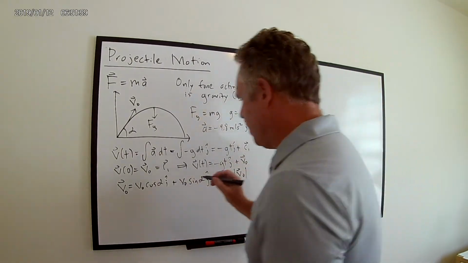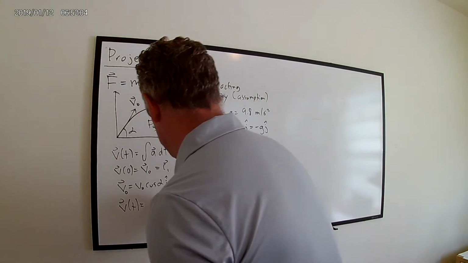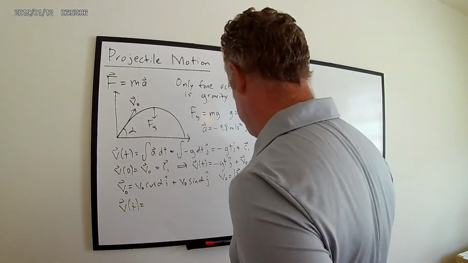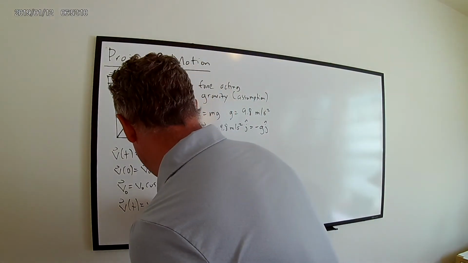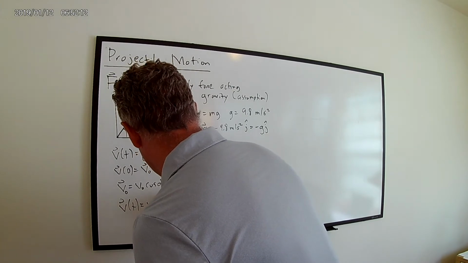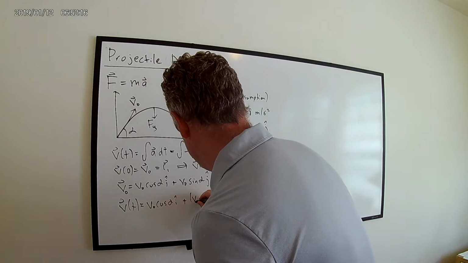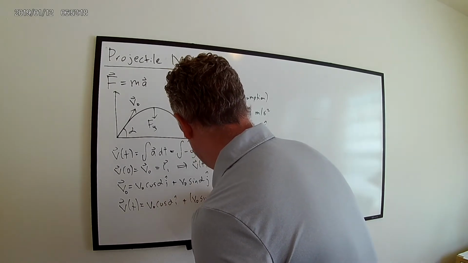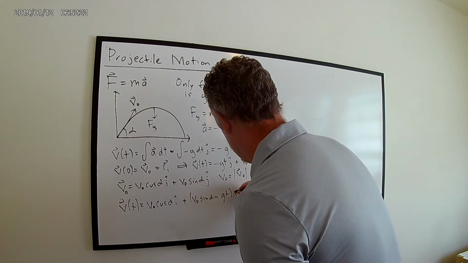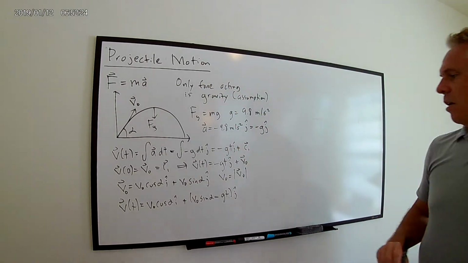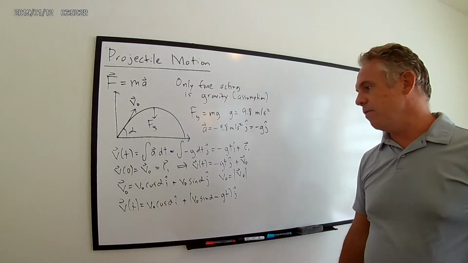And so if we combine all of this together, we can write v of t as being equal to v0 cosine of alpha times i hat plus v0 sine of alpha minus gt times j hat. So this is an equation that gives the velocity as a function of time.